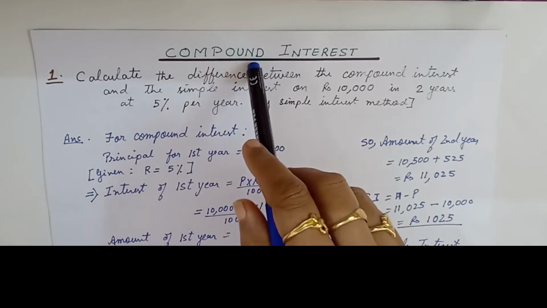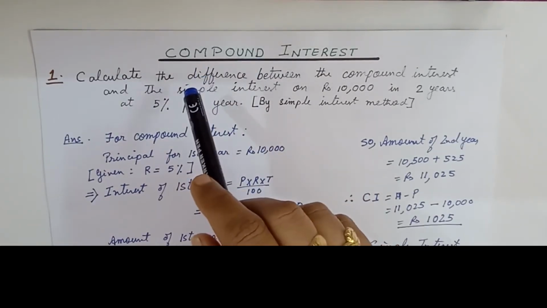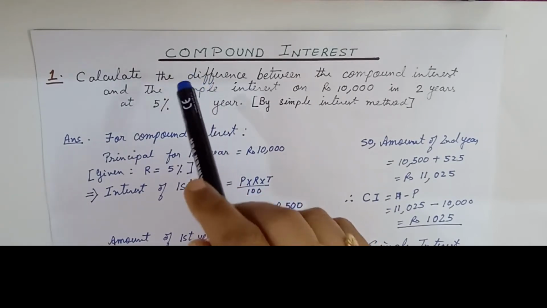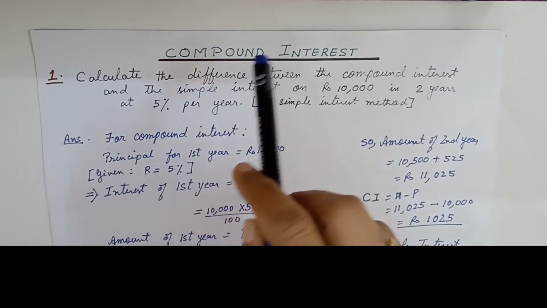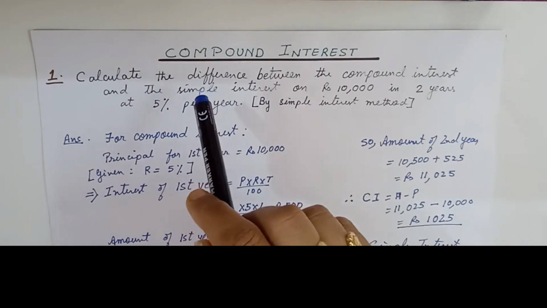Today I'll teach you how to calculate compound interest on a certain sum of money, that is principal, for a certain period of time, compounded at different intervals. It can be yearly, it can be half yearly, that is semi-annually.